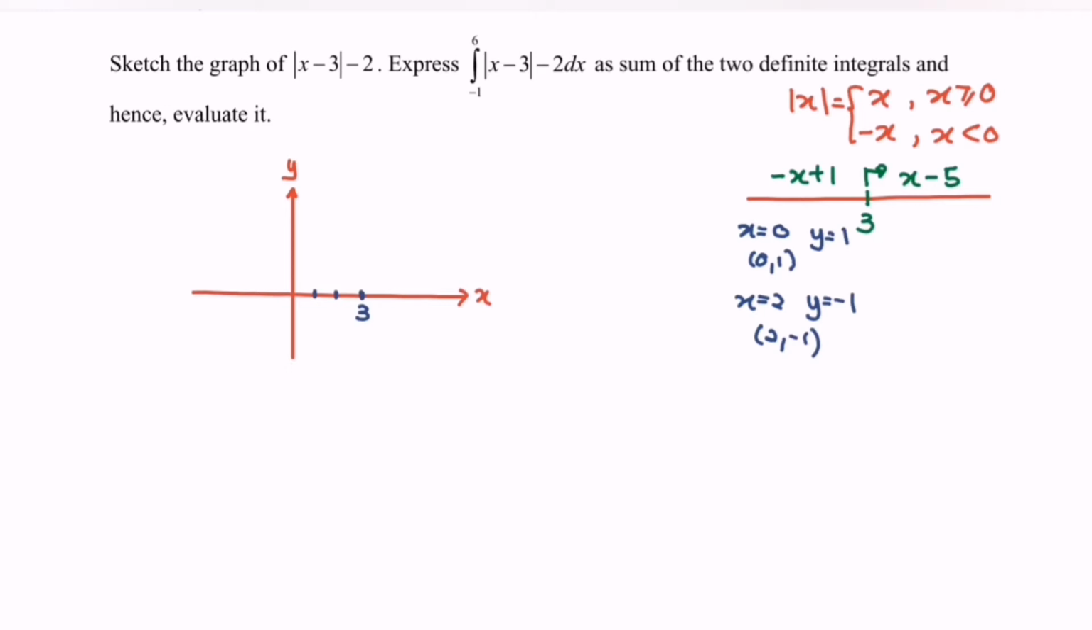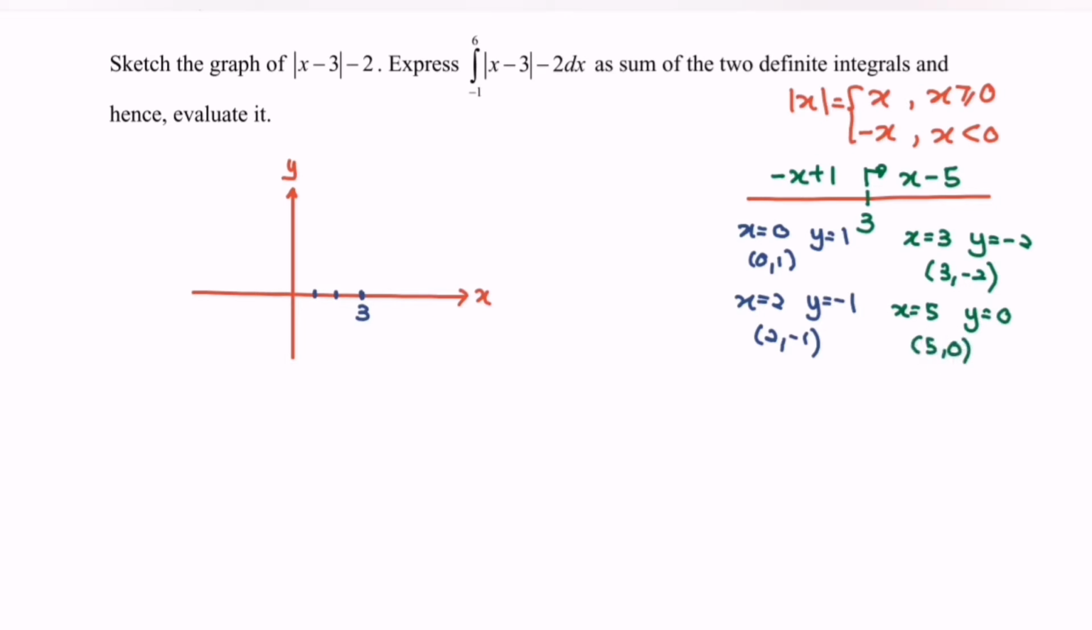Let's focus on the right hand side, where the domain is x greater than or equal to 3. If the value of x is equal to 3, the value of y will be equal to negative 2. So we will have the coordinate 3, negative 2. Next, if the value of x is equal to 5, the value of y will be equal to 0. And we will have the coordinate 5, 0.